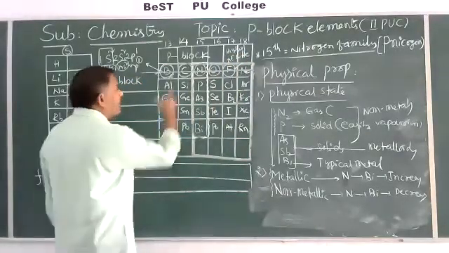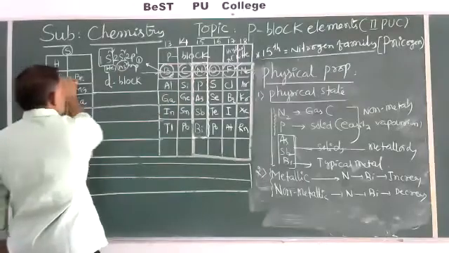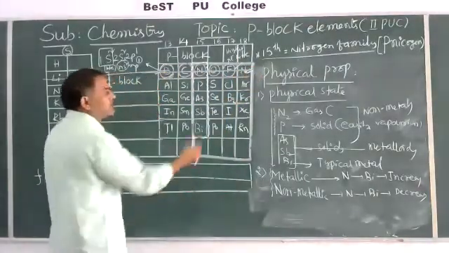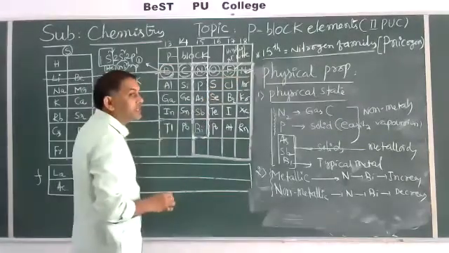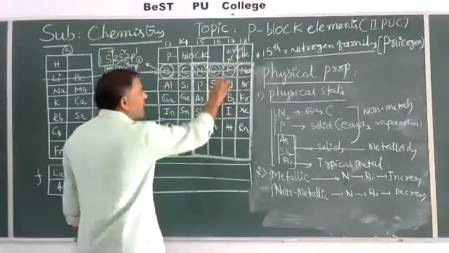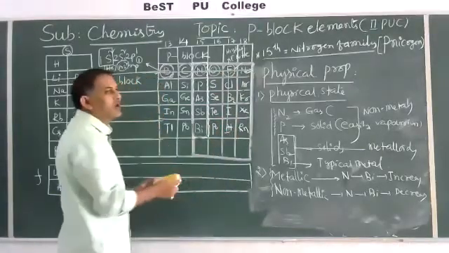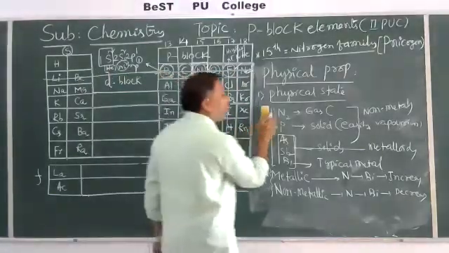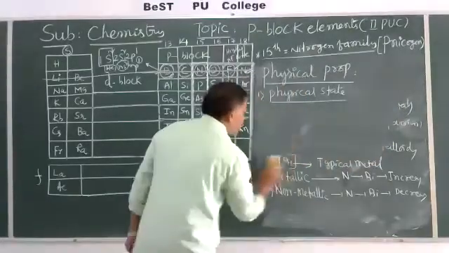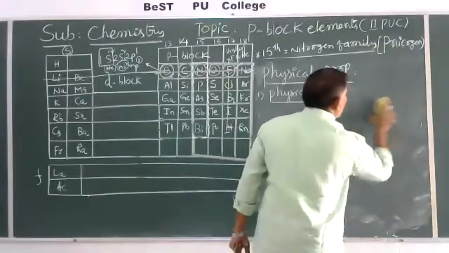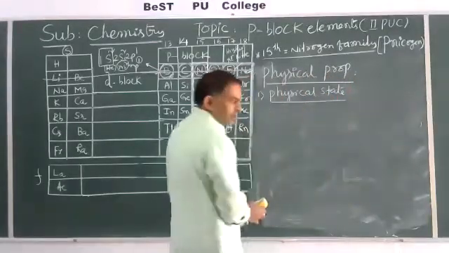That's why in the long form of the periodic table, from left to right, what happens? Electronegativity increases. From top to bottom, electronegativity decreases. Similarly, a common, important point here is electronegativity, electropositive character and ionization potential.